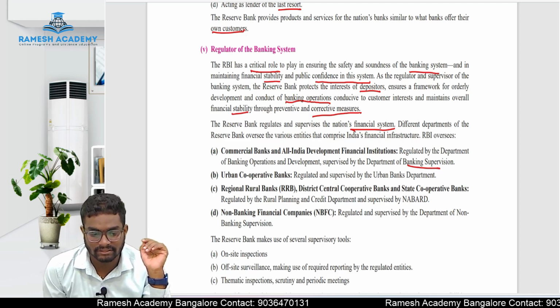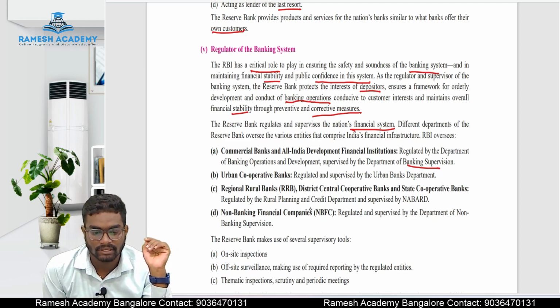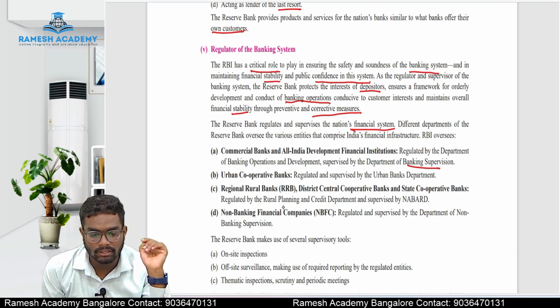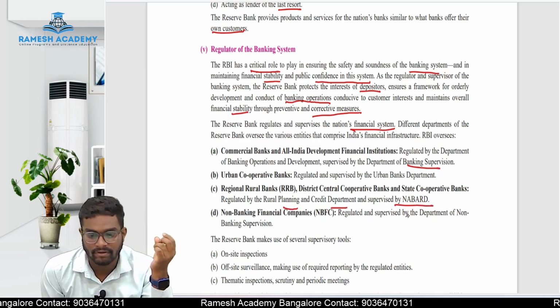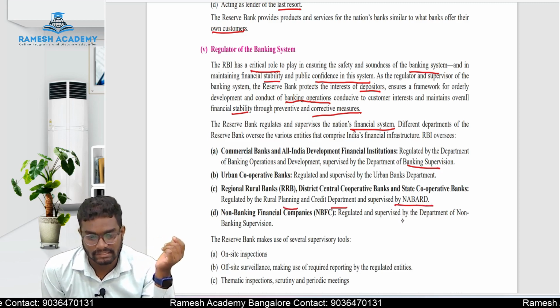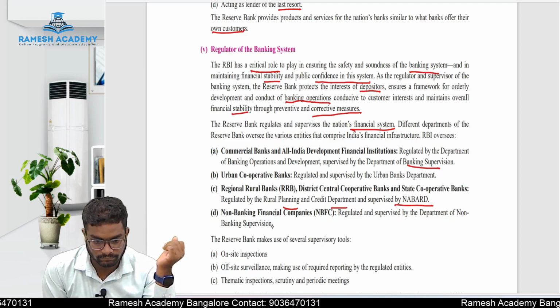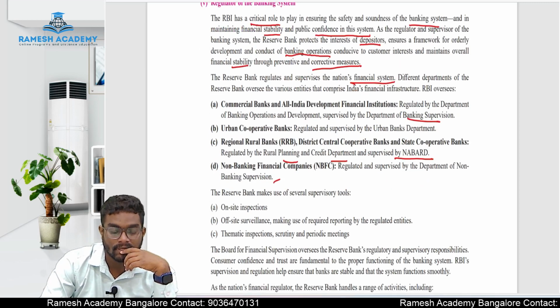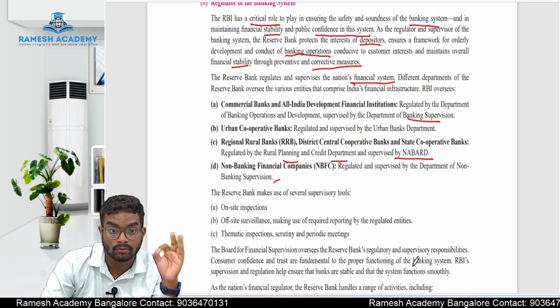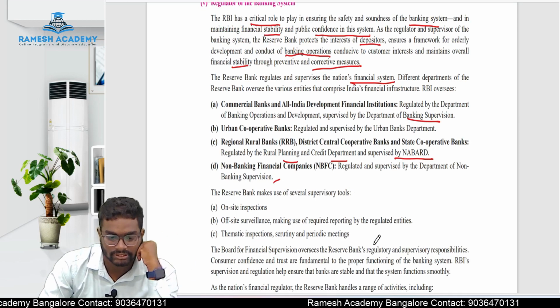Regional rural banks, district central cooperative banks and state cooperative banks are regulated by the Rural Planning and Credit Department and are supervised by NABARD. NABARD is the National Bank for Agriculture and Rural Development. And the NBFCs. NBFCs are regulated by the RBI. NBFCs are only allowed to lend loans, but they do not have the authority to accept deposits.